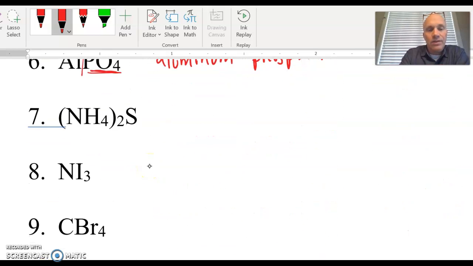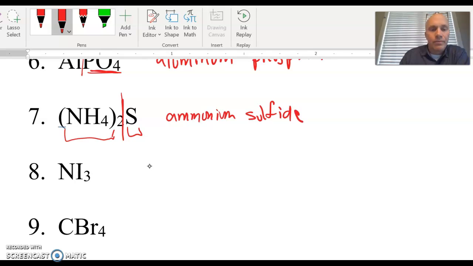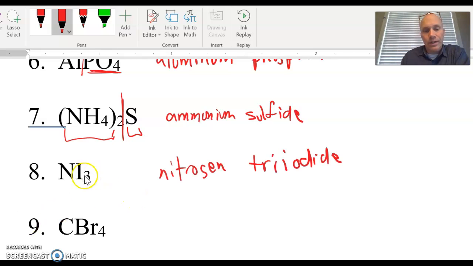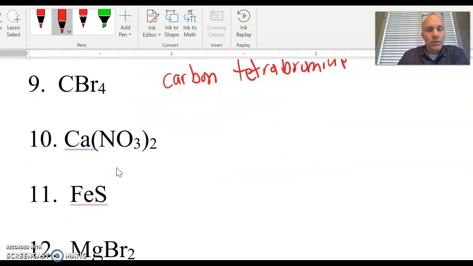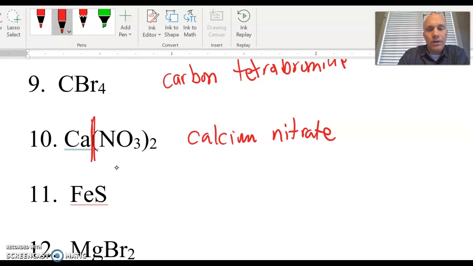All right, this one starts with ammonium, so it's ionic. So I should be able to put a line. That's where the line is. So these things are the positive things. This is the negative thing. Ammonium sulfide. The next one is covalent, nitrogen triiodide. No prefix in front of the nitrogen because it's the first element. Same thing with this guy right here, carbon tetrabromide. All right, this one right here, this is calcium nitrate. All right, again, you can split it right there.